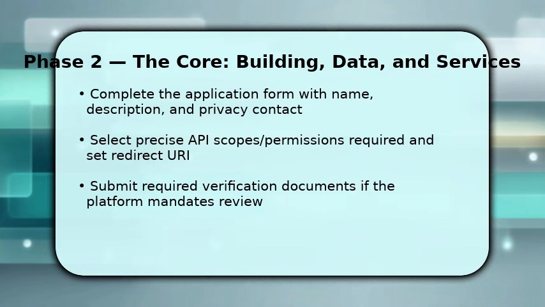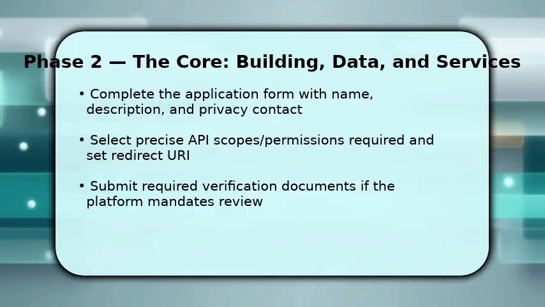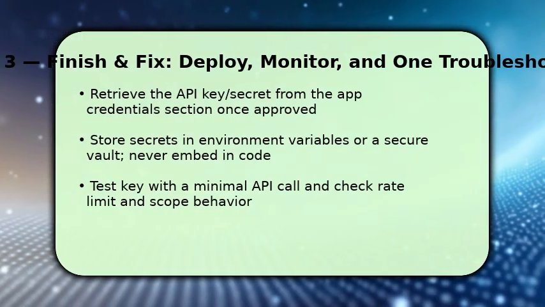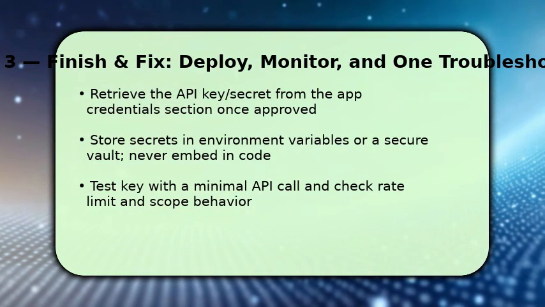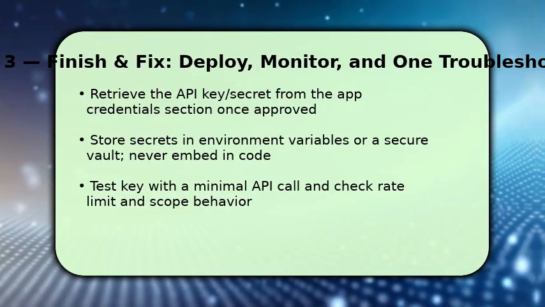Expect an automated email. If manual review is needed, response times vary. Be ready to respond quickly. When approval arrives, you retrieve the API key and secret from credentials. Copy them immediately. Store secrets in environment variables or a secrets manager. Do not hard-code them into apps.